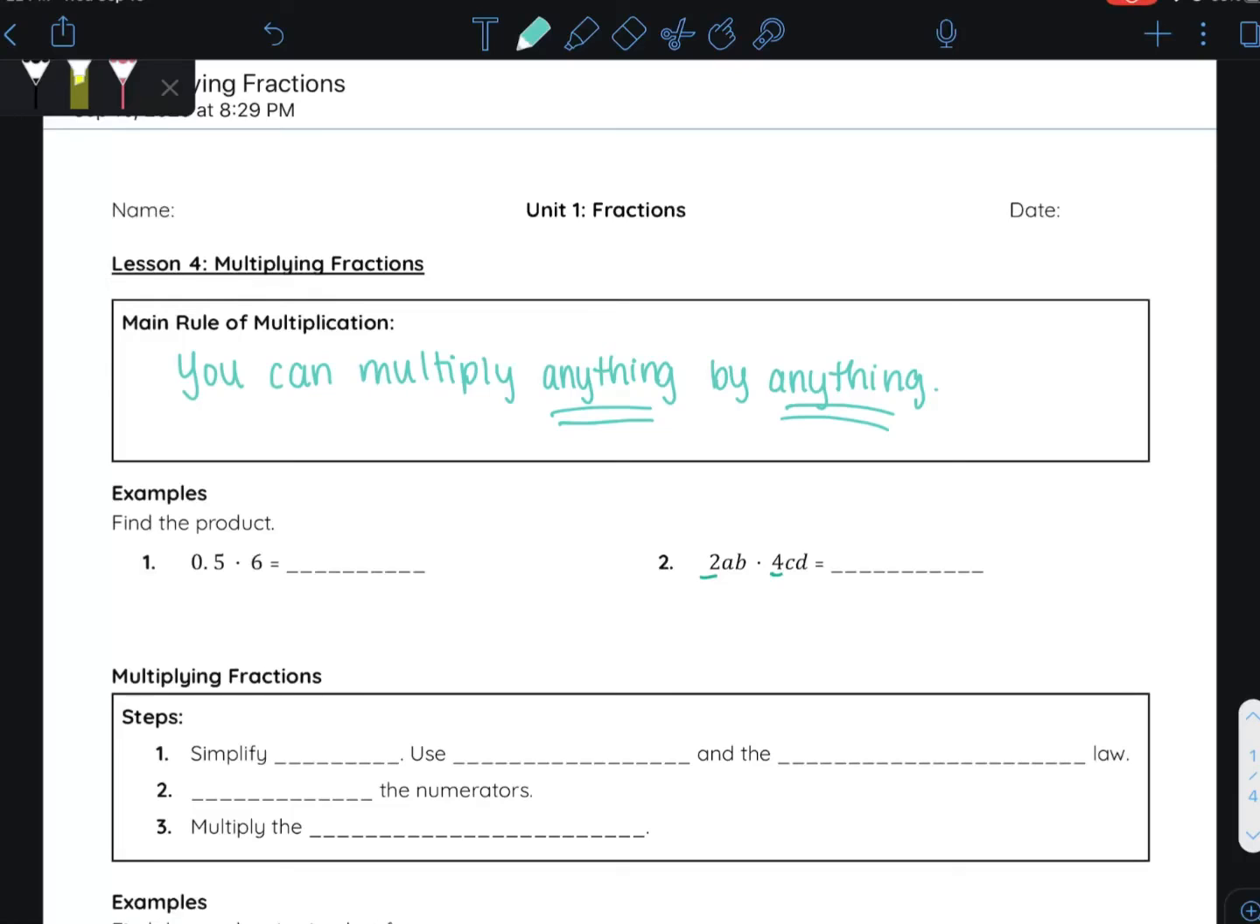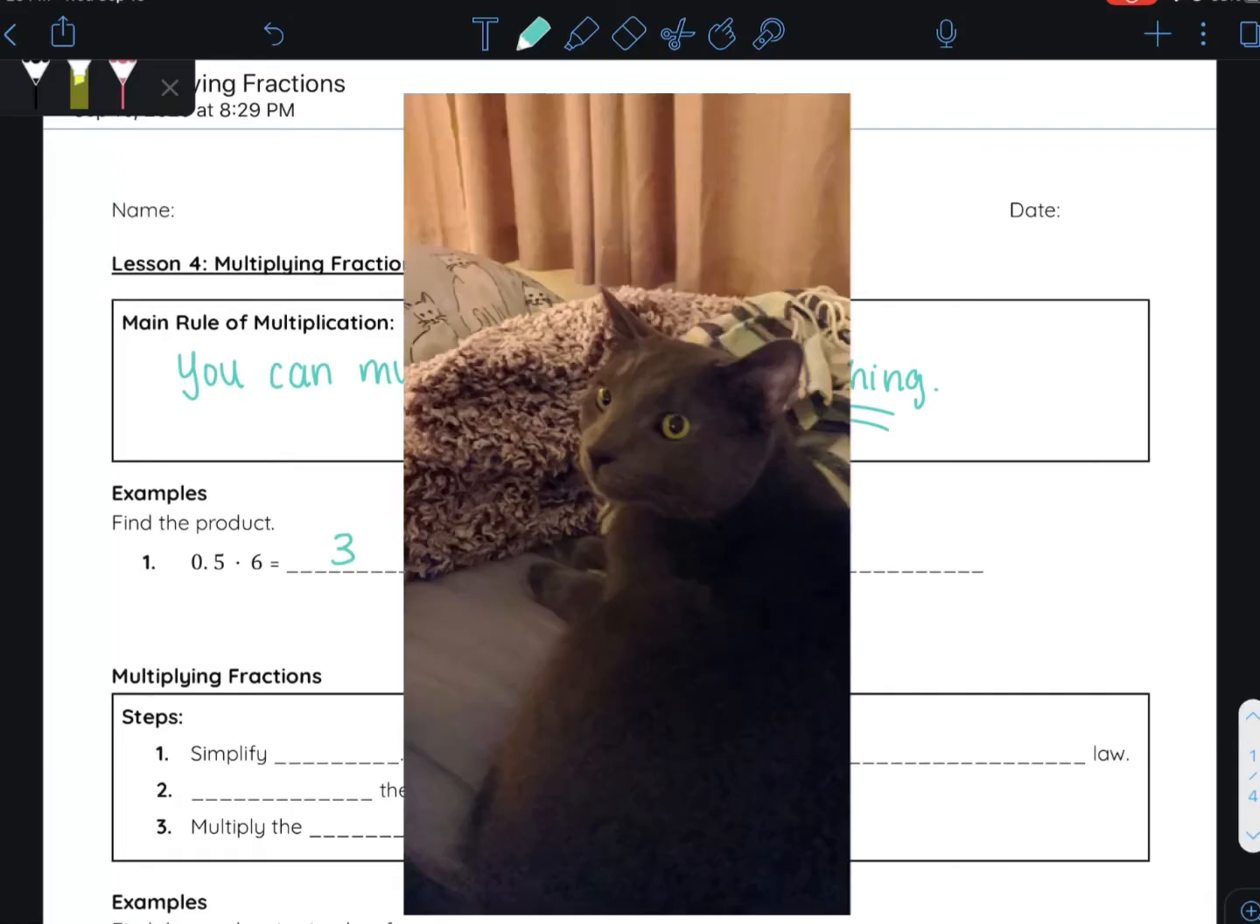For example, 0.5 times 6. They don't really look exactly the same, and I don't have to line anything up. You just stack it all to the right. You just go ahead and multiply. So that's going to be 30, and then we're going to get 3 here. And remember, count your decimal places. We'll talk about this again in the next unit. Count your decimal places, so just one place. So this is just 3. This basically means half of 6.